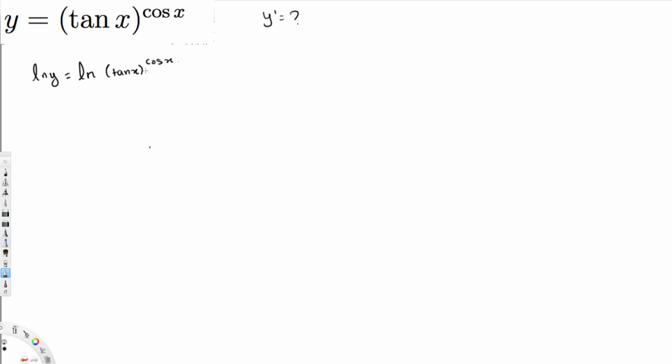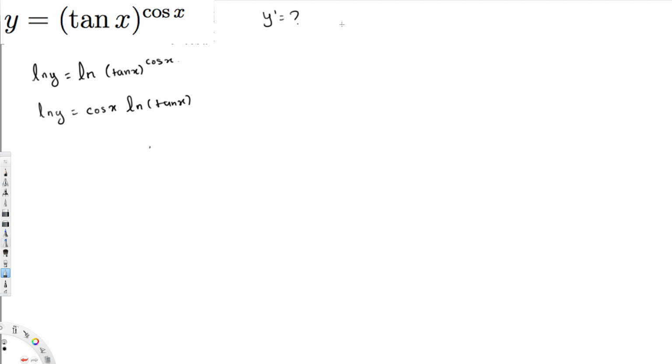Since this is a power, I can bring it in front of ln. So it's going to be ln y equals cos x ln tan x. Before we do this question, we have to know three things. We have ln right here, cos x right here, tan x right here. Before I solve this one, I have to know the derivative of these things.